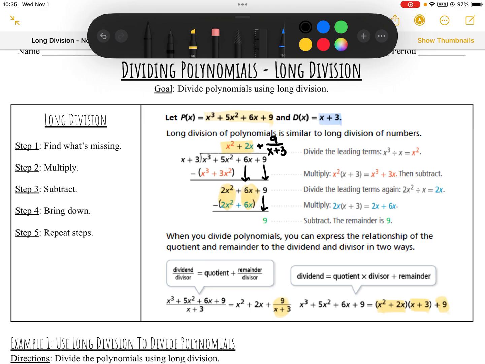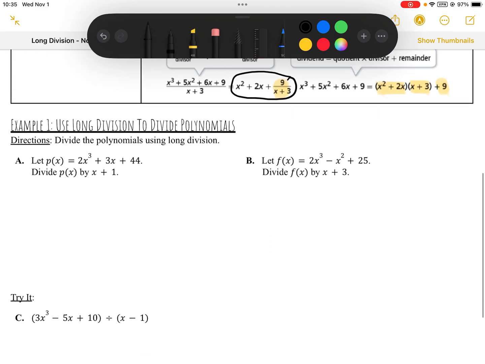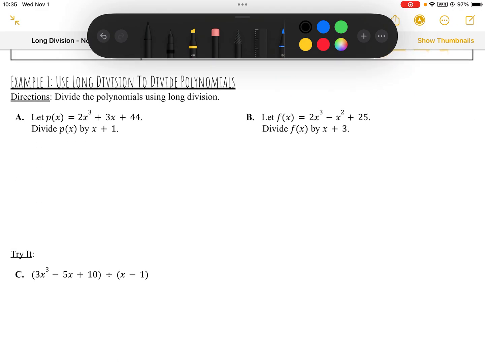For the most part, you are going to see us write our answers with our remainder as a fraction, okay? So now we're going to go ahead and look at example 1. We're going to apply these steps. So we're going to use long division to divide these polynomials. And these steps are going to make more sense as I write them out.